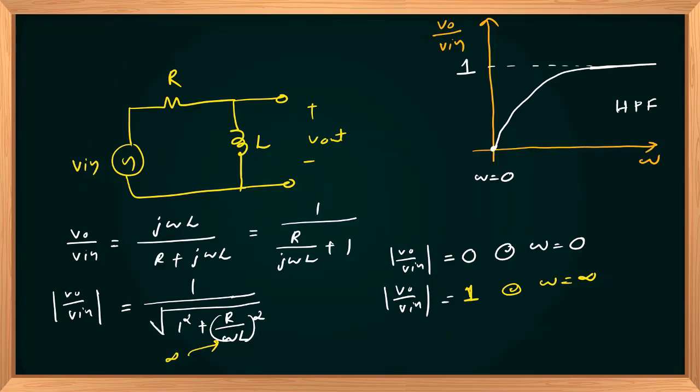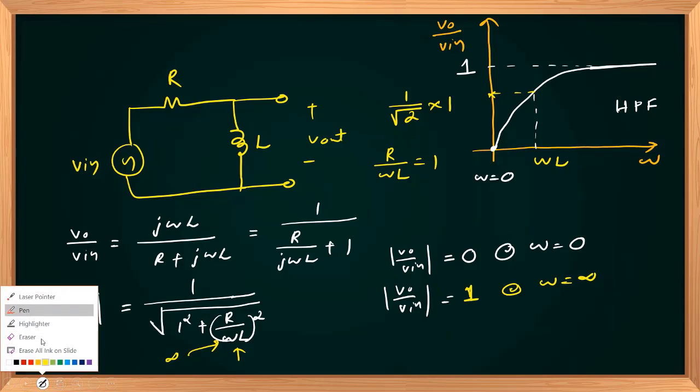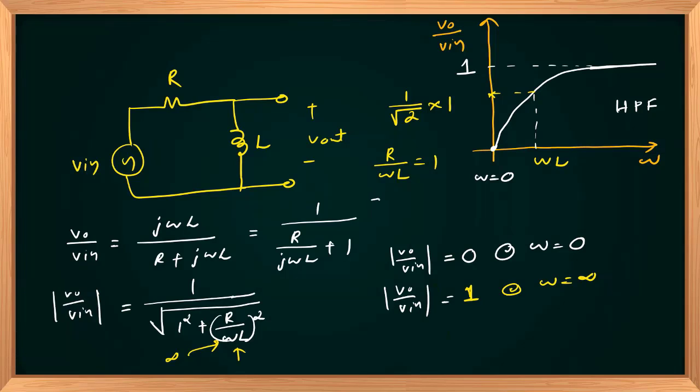A high pass filter will have a lower cutoff frequency, omega L. And it is defined as the frequency at which voltage gain becomes 1 by root 2 times the maximum value. For that, the second term inside the bracket should be equal to 1, R upon omega L equal to 1, which implies omega equal to R by L.